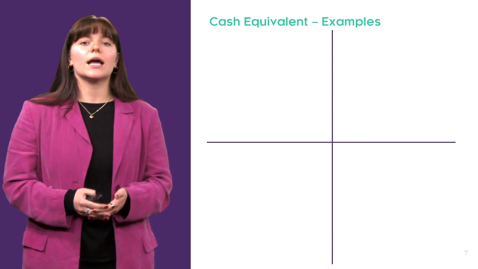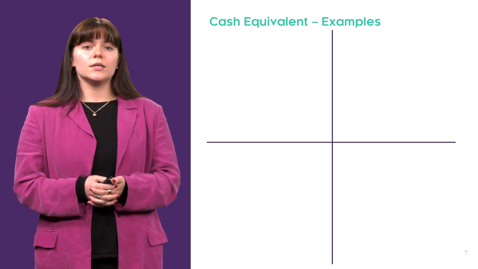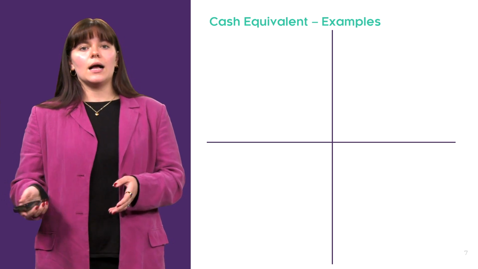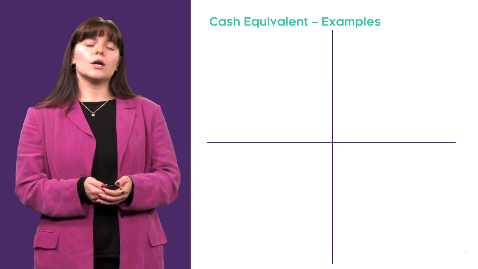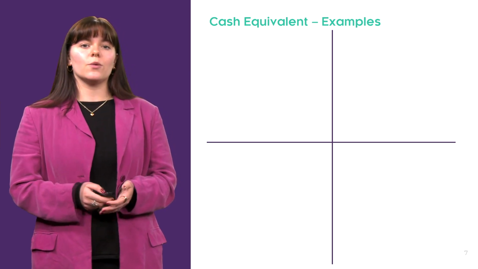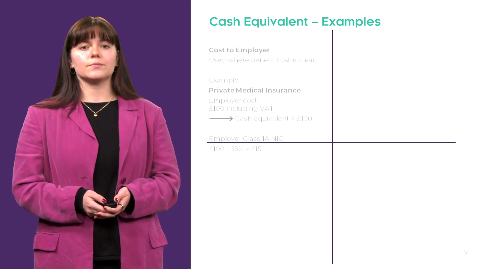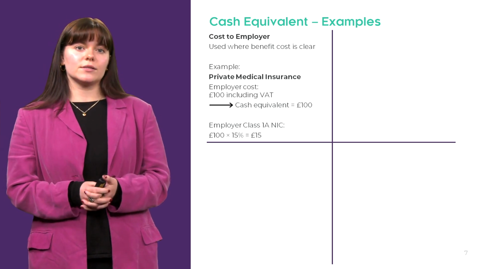Now let's take a look at the two different ways that we value benefits for tax purposes, using the cost to the employer and the special rules. I'll walk through some examples to make this a bit clearer. We'll start with the simpler method, where benefits are valued based on what they actually cost the employer to provide. A common example is private medical insurance.